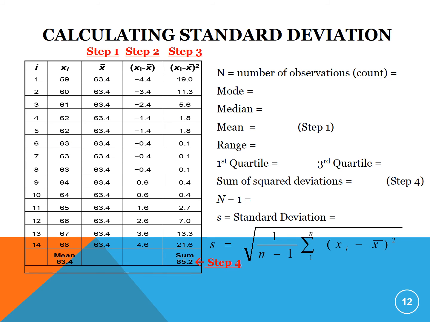Alright, so now let's look at how to calculate the standard deviation. So we've talked about range, we've talked about interquartile range, which deals with the median. Now we're going to talk about the standard deviation, which deals with the mean. Before we do, though, let's count how many observations.